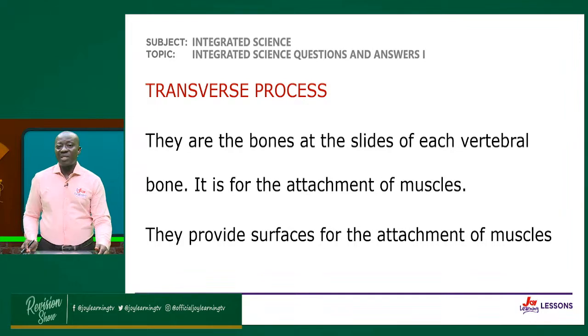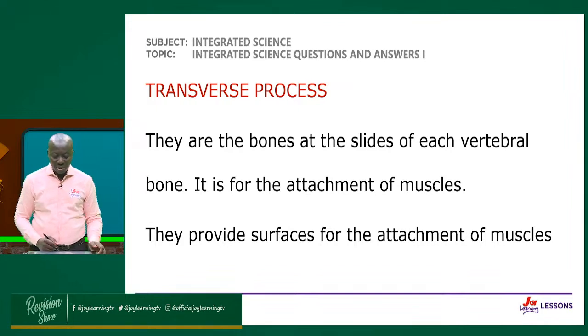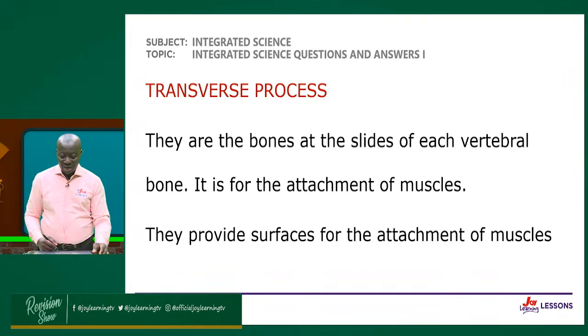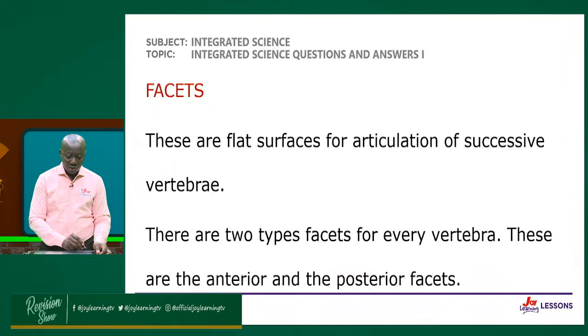So look at the transverse processes. They are the bony projections at the side of each vertebral bone. They are for the attachment of muscles. As you have those projections, muscles are attached to them, and anytime you move, it is those muscles that allow you. There are plenty for each bone, and they collectively move, so you can turn, twist, and dance. They provide surfaces for the attachment of muscles.